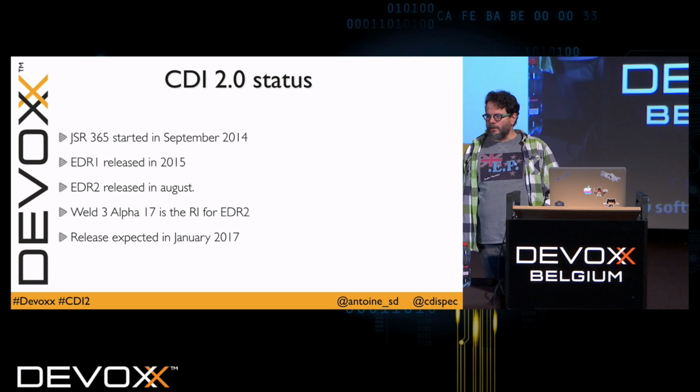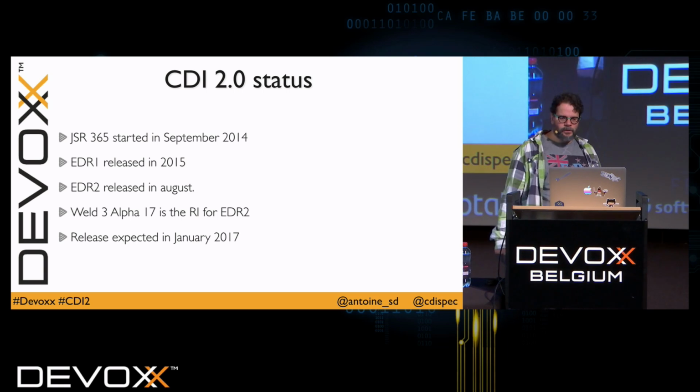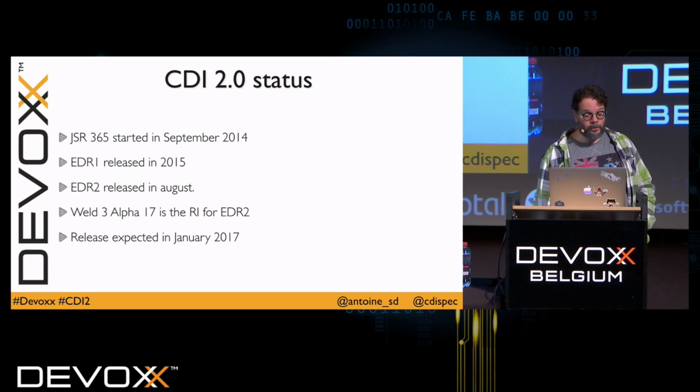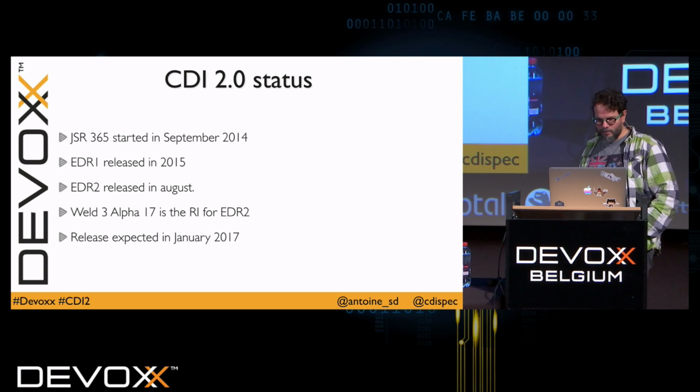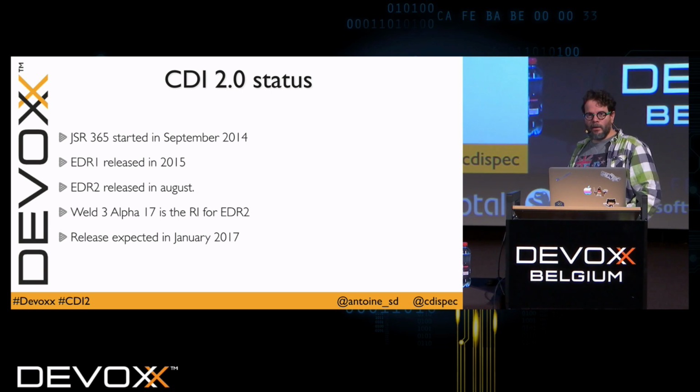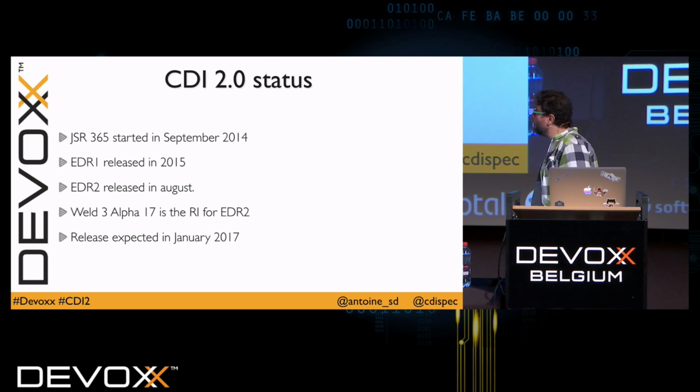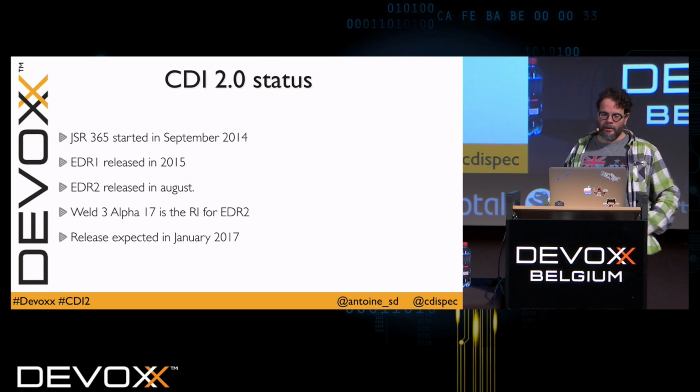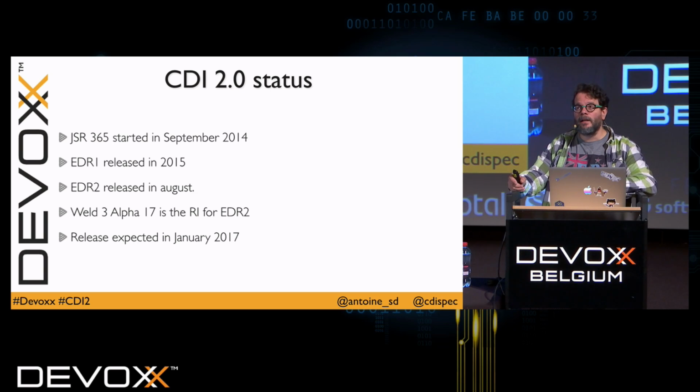So, the status of the spec. We started in September 2014. Wow, more than two years ago. We released 2 early drafts, one in the summer of 2015 and one this summer. Right now, you have the last alpha version of Weld, which is the reference implementation of CDI.